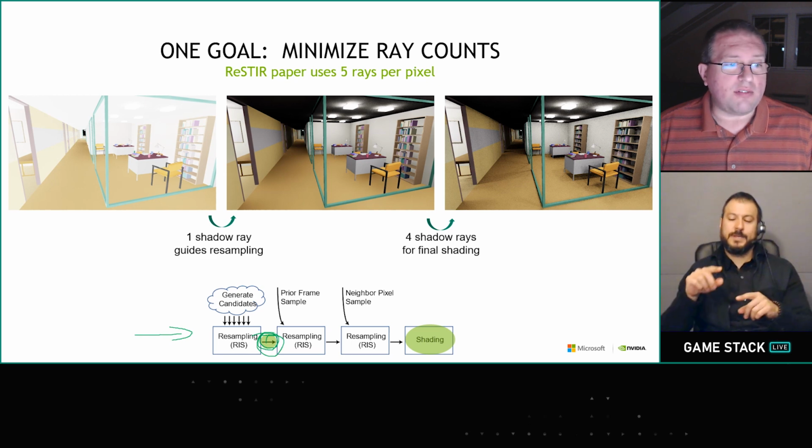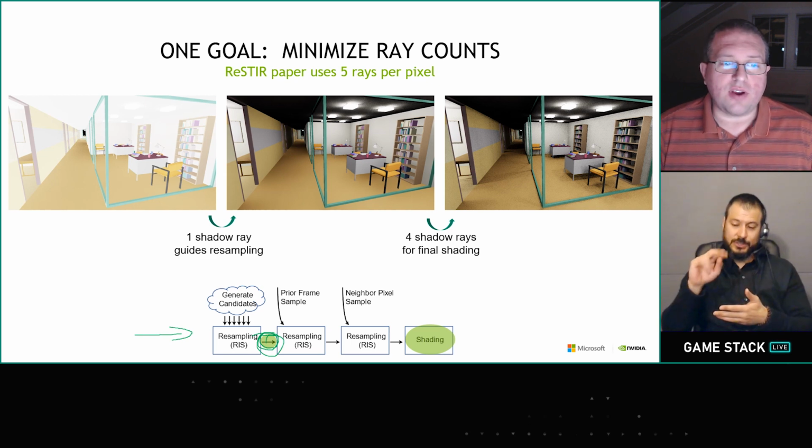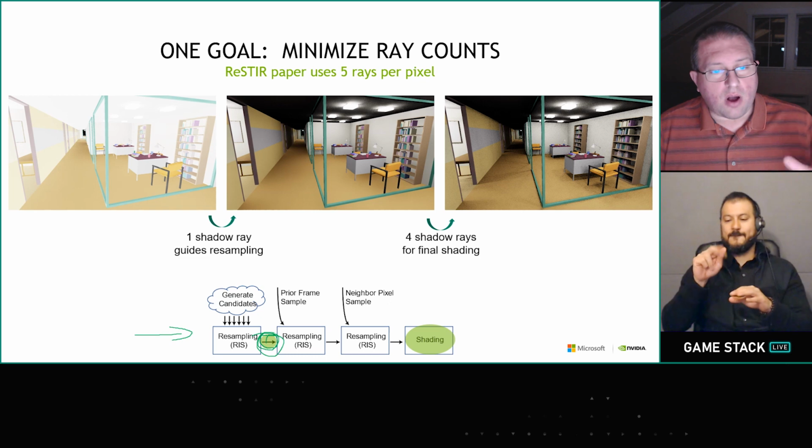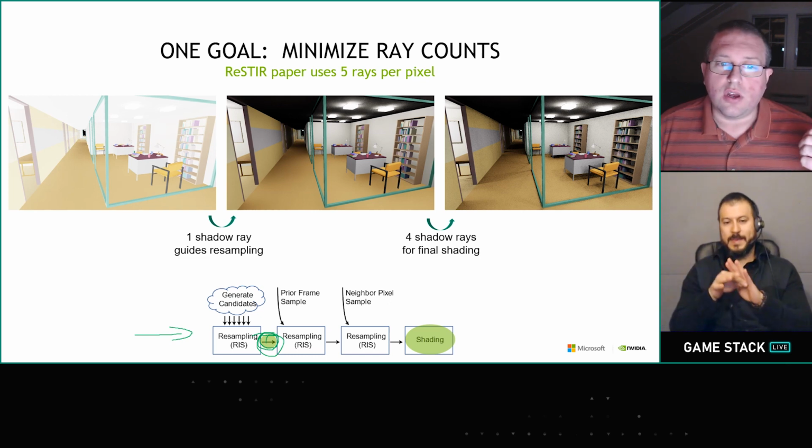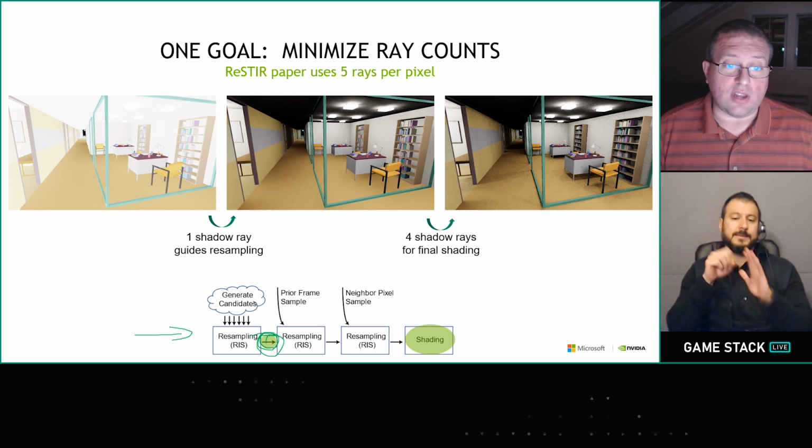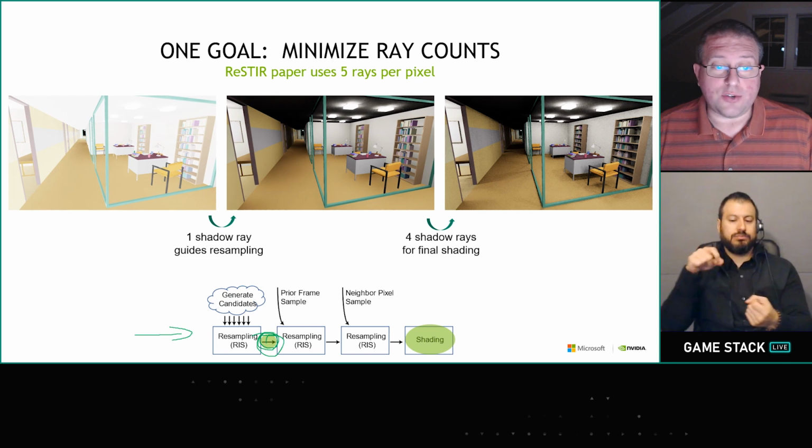The other 4 shadow rays happen during shading. So you have some candidates you reuse from prior frames and from your neighbor pixel, and from all of these you pick 4 light samples that you want to shade, and you shoot 1 shadow ray for each.